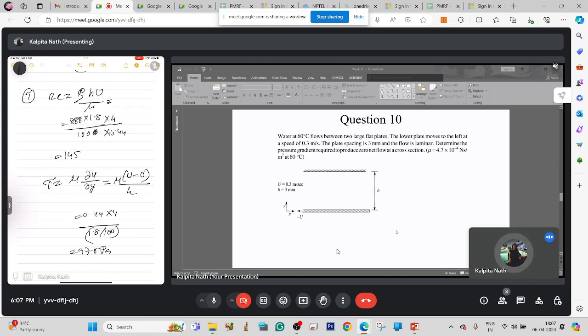We'll use the Navier-Stokes equation at first, cancel the terms that are not required, and from there we'll get the velocity profile. We'll apply the boundary conditions to get the actual velocity profile, removing the constants. From there we can integrate the velocity to get the volumetric flow rate. Then, putting the volumetric flow rate into the main equation, we will get the pressure gradient.